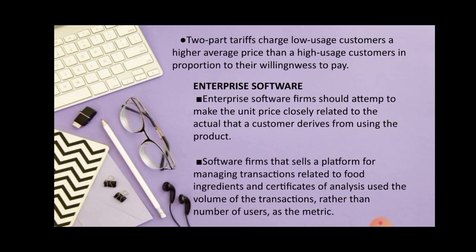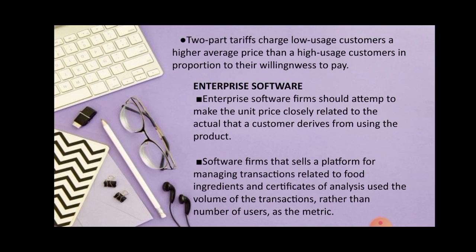Two-part tariffs charge low usage customers a higher average price than a high usage customer in proportion to their willingness to pay. So, dito naman yung low usage, parang refrigerator, parang saglitan mo lang siya ginagamit pero malakas siya sa kuryente. So, ayun siya. Tapos kapag sa high usage naman, yung malakas ka parang sinusulit mo yung paggamit mo, kaya willing kang bayaran din yung mga nagagamit mo.